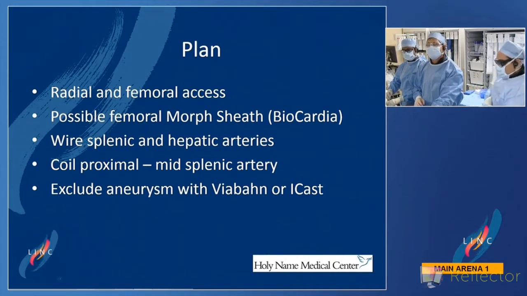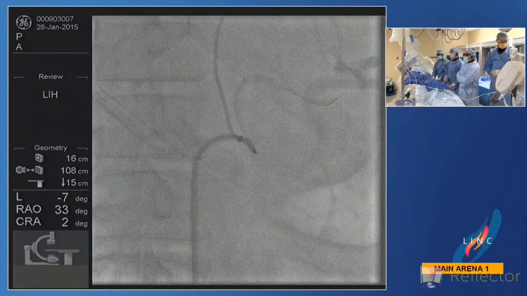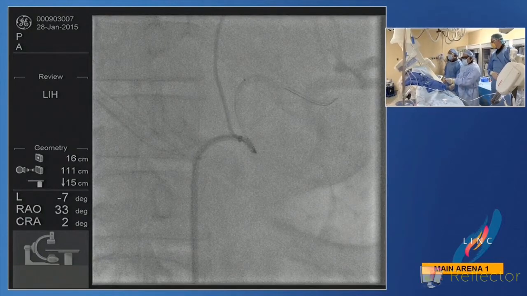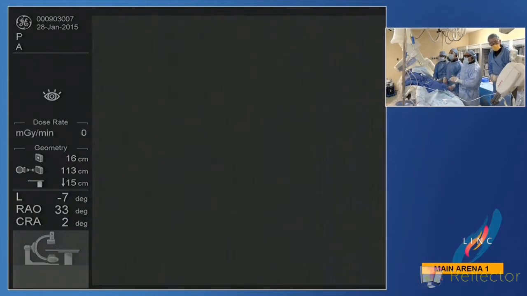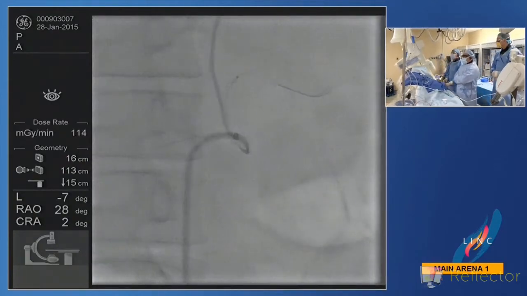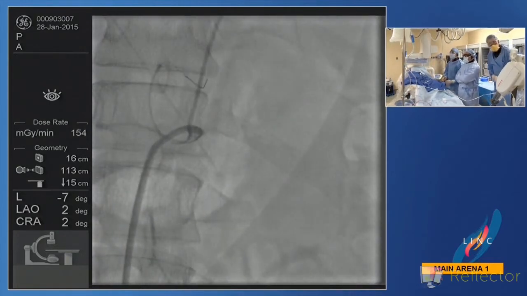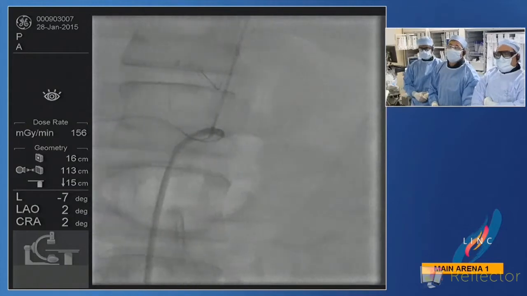All right, so I'm going to let Dr. Herman take over in a minute. It's just what we've done is working from the radial access. Dr. Patel has gotten a wire out into the splenic. And I'm going to try to go more lateral. Well, I'll go AP for the moment. And obviously, through the Morph catheter, I'm not sure if that's seated well enough. We have a wire out into the hepatic.